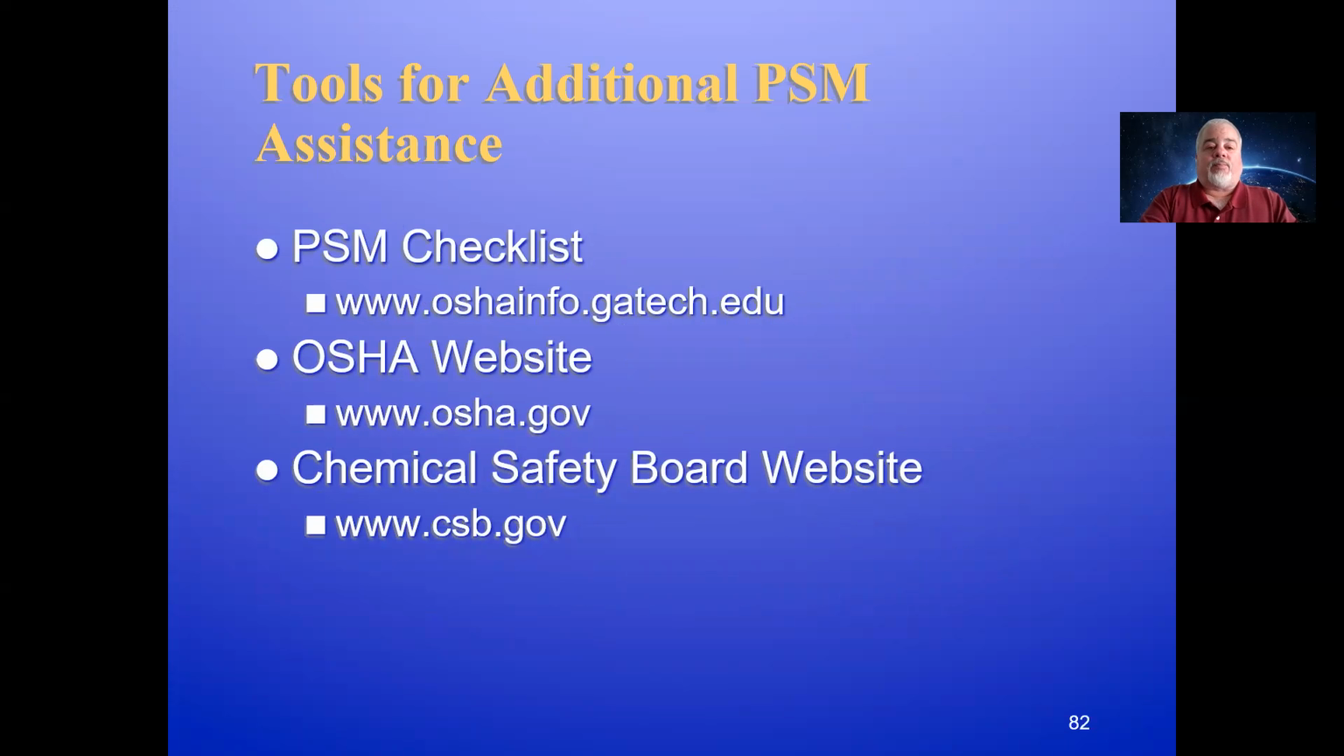So there are some facilities or assistance available. The PSM checklist, I don't know if that's still online. The Chemical Safety Board, the OSHA website, I'm sure those haven't moved anywhere. But you can certainly look at a PSM checklist. I'm sure that's floating around, even if the Georgia Tech facility doesn't have that active at the moment.